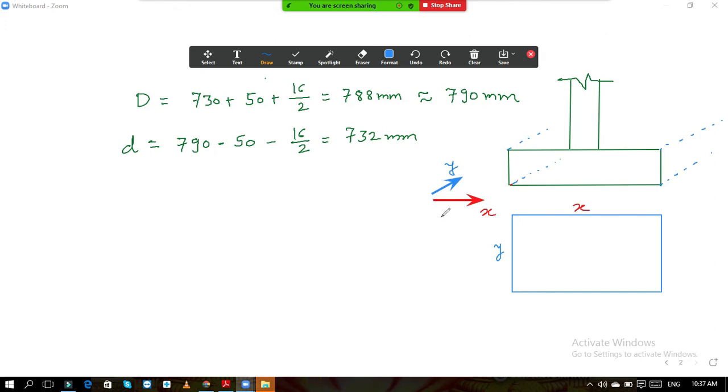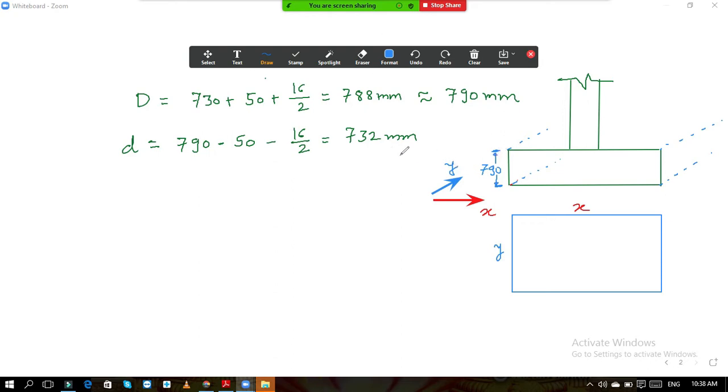So as x direction is 3.08 meter and y direction is 4.05 meter. So what I am trying to tell you over here is, now see you have calculated this effective depth 732 mm. So how have we calculated the effective depth? We know this overall depth first. We have calculated this overall depth. So how much is this overall depth? This is 790, which we have calculated just now.